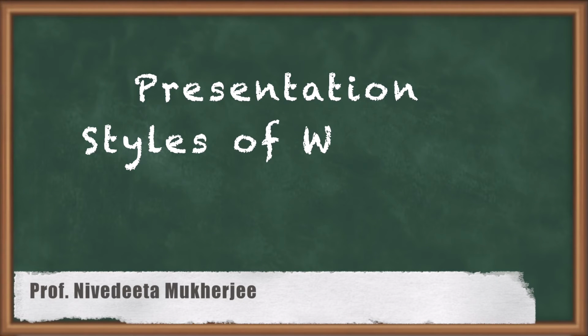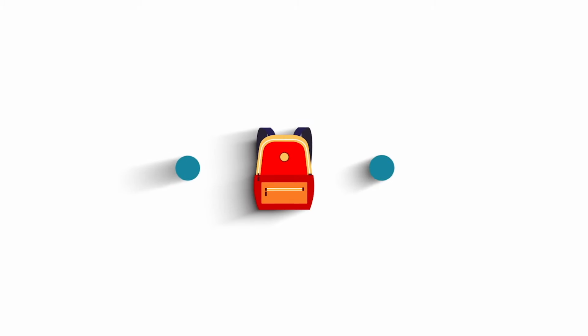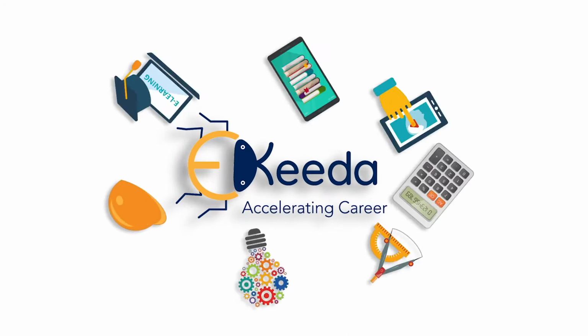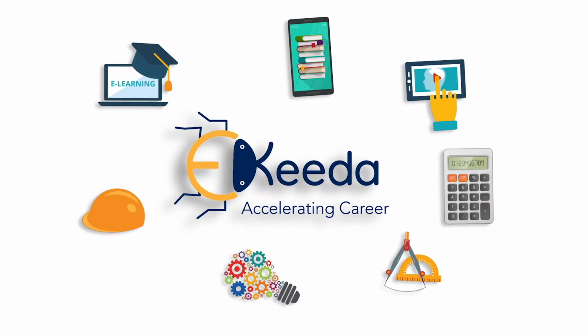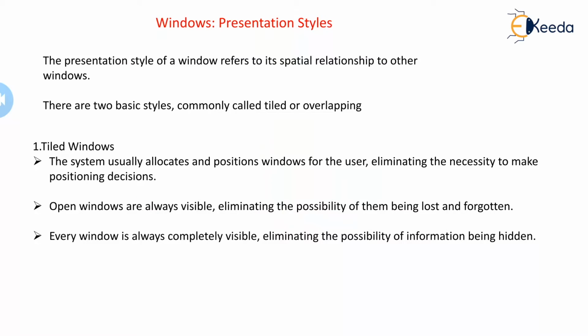Hello friends, so let us talk about window representation style. The presentation style of a window refers to its spatial relationship to the other windows. There are basically two styles, commonly called tiled or overlapping. In the early windowing systems, most systems commonly used one of these styles exclusively.